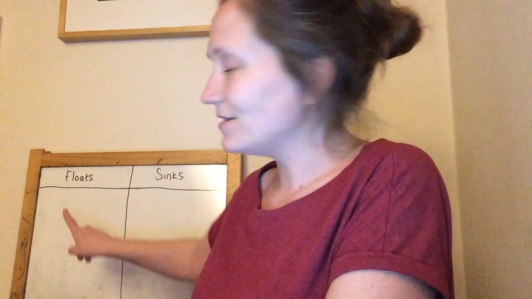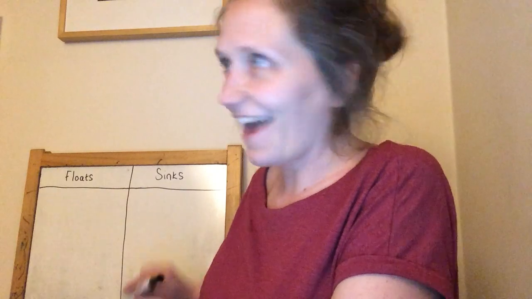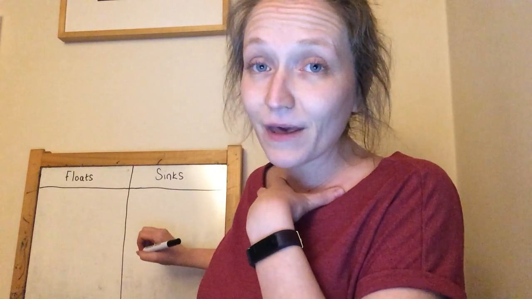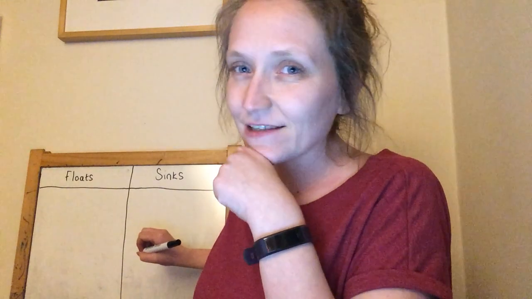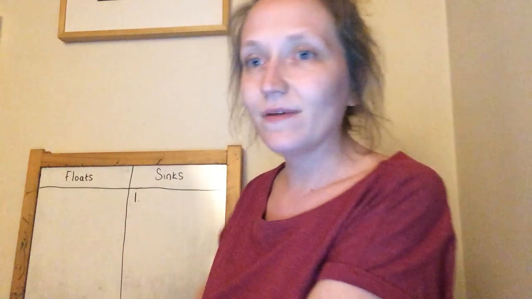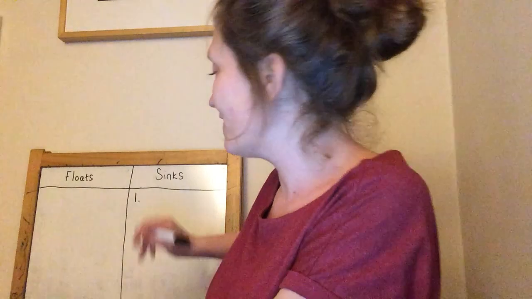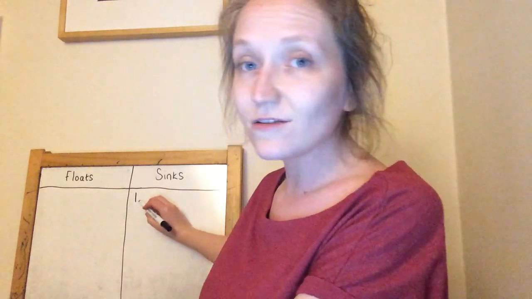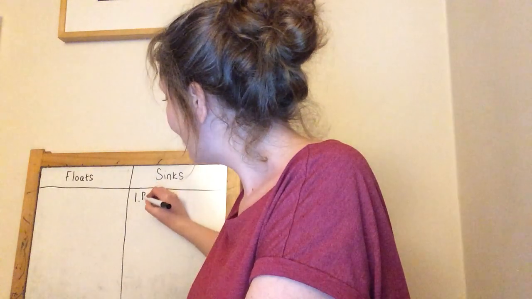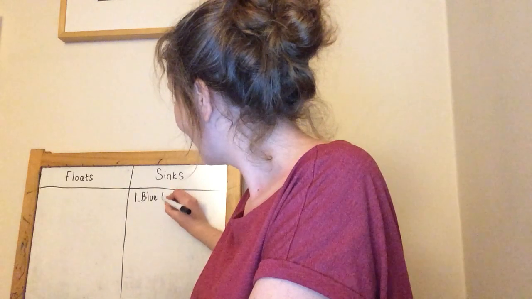And where do you think I'm going to write it? Float side, sink side. Yeah, I'm going to write it on the sink side. But to help me keep it organised, this is where my maths is going to help me. I'm going to put it in a numbered list. So I'm going to use my numbers to help me organise what I found out. So the first object that sunk is the blue tack. Blue tack. Okay.